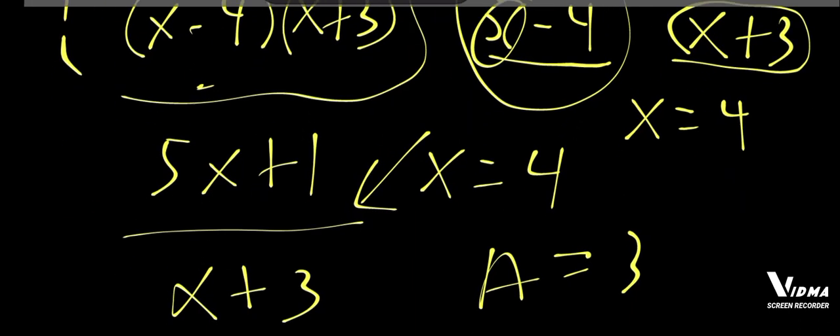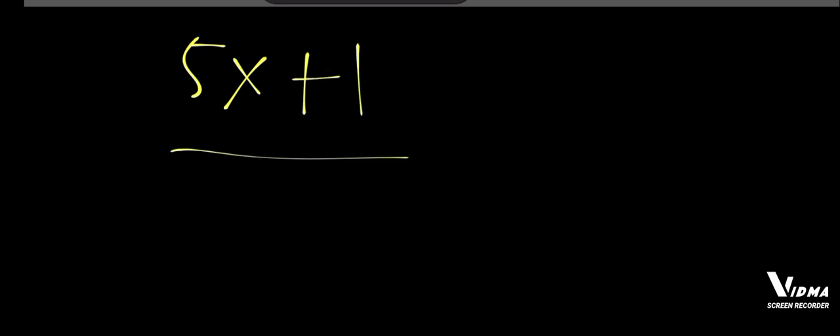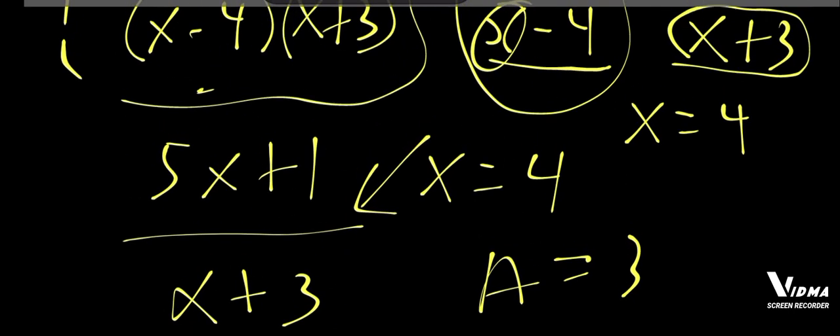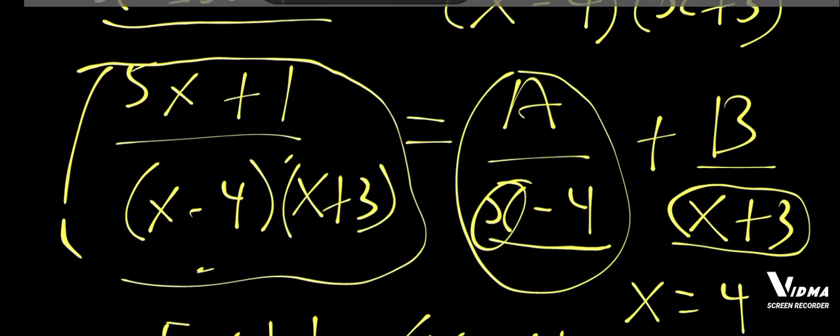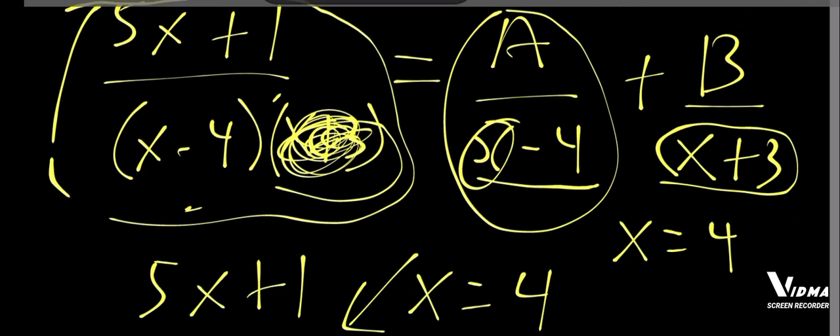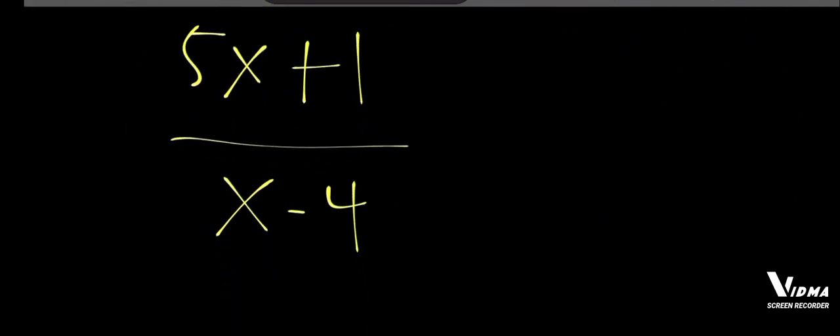So as we did for A, I'm just going to do (5x + 1) over (x minus 4). I'm just going to ignore the (x plus 3), because if I insert negative 3 while this one is there, I'm going to get an undefined solution. So when you fix x equal to negative 3 into this, you end up with B being 2.